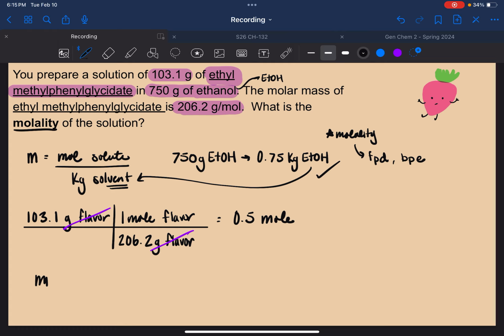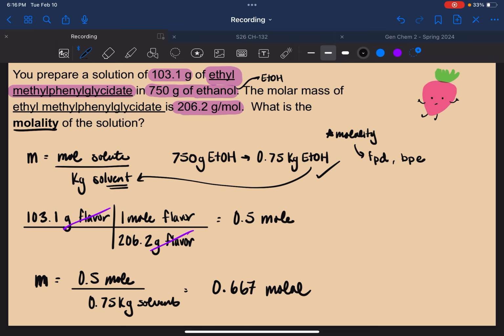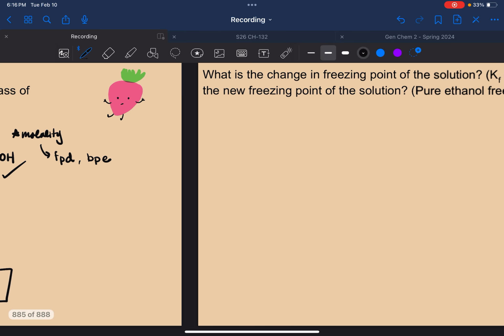So we can plug this in. We say the molality is equal to 0.5 moles of our compound, which provides this sort of artificial strawberry flavor, over 0.75 kilograms of our solvent, which is ethanol in this case. And I can say that we have a molality of 0.667 molal. Now, this will be an important number to carry forward into the next part of this problem.